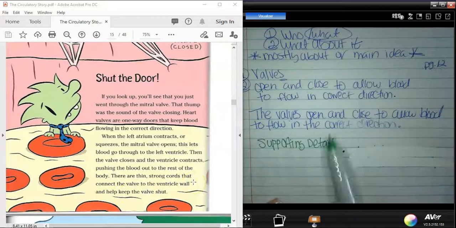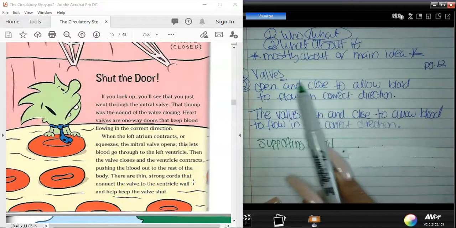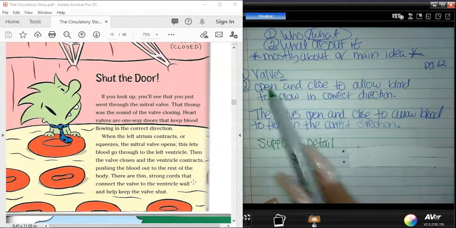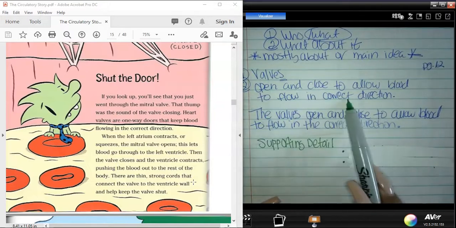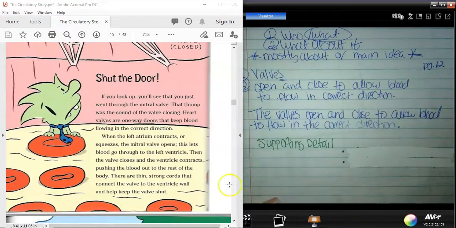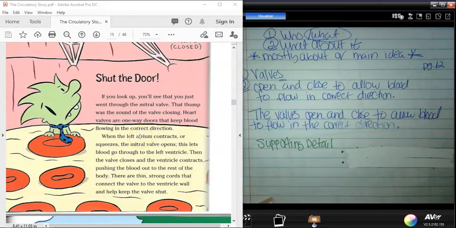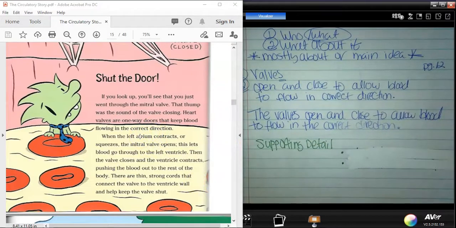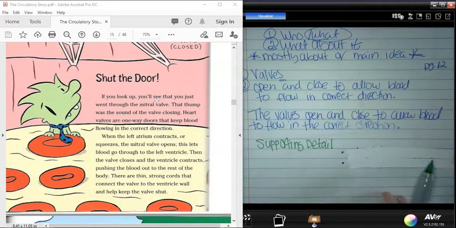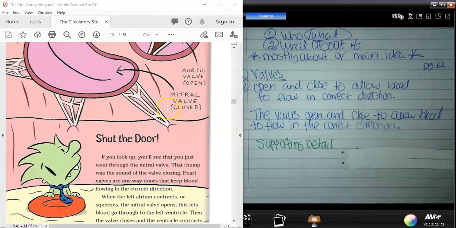Okay, boys and girls, so I know the main idea, or what this section is mostly about, is that the valves open and close to allow the blood to flow in the correct direction. What supporting detail can I write that supports that? That is the main idea. That's the whole function of the valves. So look what it says. What does a mitral valve do? It opens. So if we look at the illustration, what does it do? So it opens and closes, right?